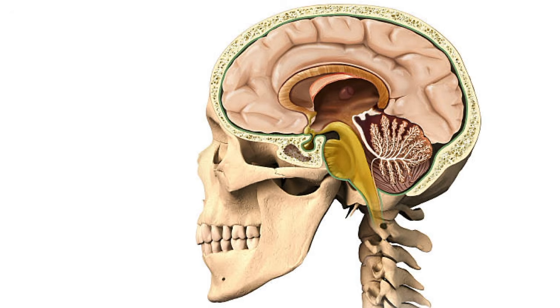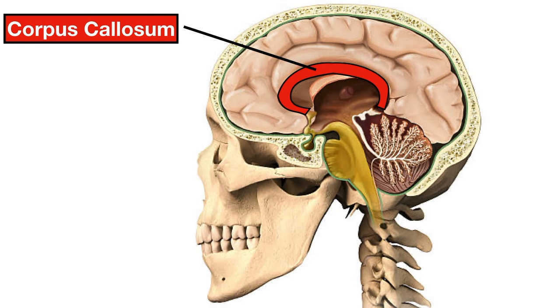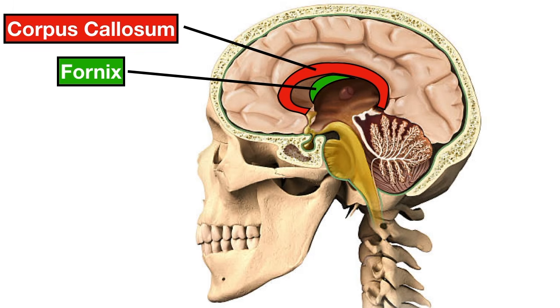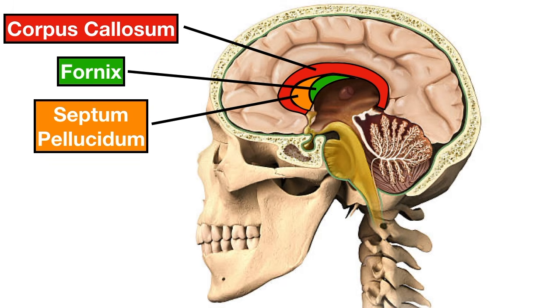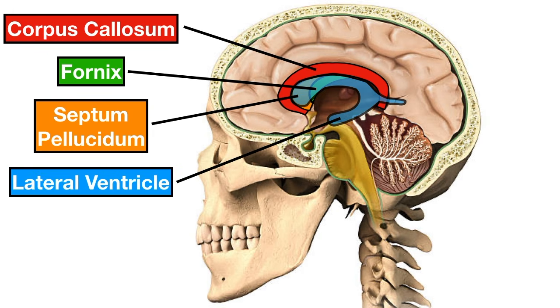Now we're looking at the brain from a sagittal view, and we can first see the corpus callosum, which is connecting the right and left cerebral hemispheres. We can also better visualize the fornix, and we can see the septum pellucidum, which is a thin membrane that runs from the corpus callosum down to the fornix. And each lateral ventricle is located below the corpus callosum on either side of the septum pellucidum.